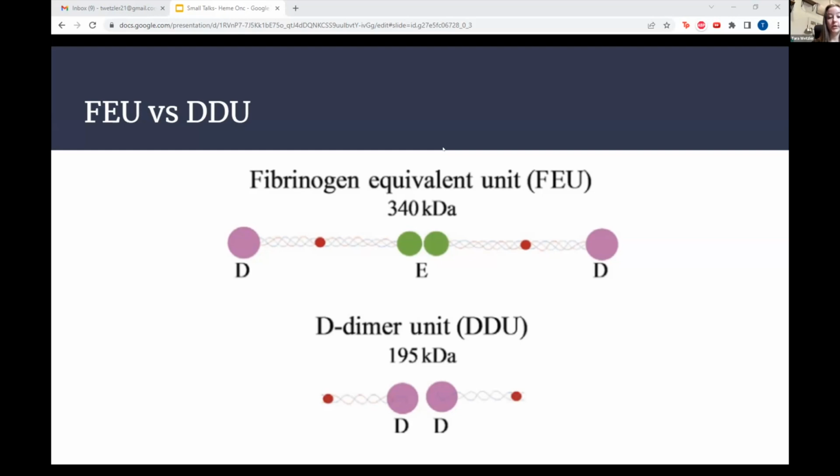So it's most important to know for us because there is a conversion between the two. So DDU times 2 equals FEU, or if you want to look at it the other way, DDU is usually half of FEU. And you can figure out what units your hospital uses by calling the lab. They should know whether you use FEU or DDU. And then you just have to keep in mind when the units are reported, you have to convert appropriately.